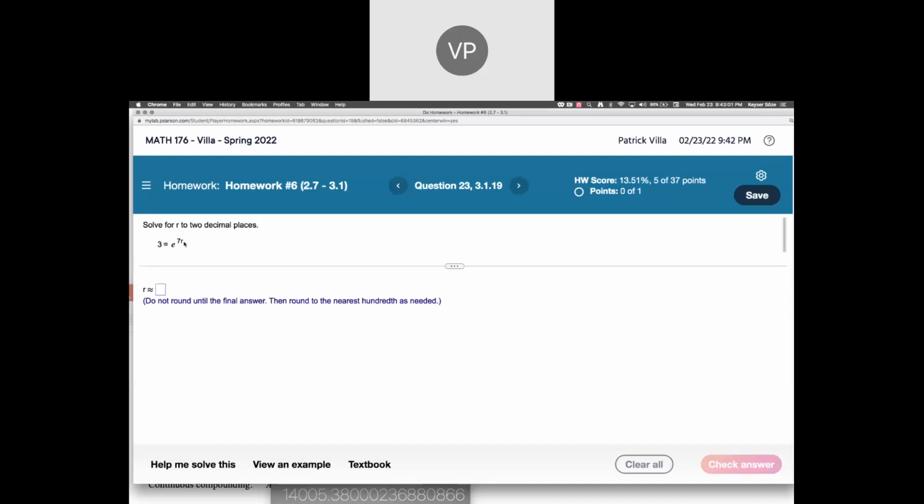Okay, now they want us to solve for r to 2 decimal places. So remember how this works. When they tell you to solve for r, but r is up in a power, we have to figure out what to do on that one. So 3 equals e to the 7r. The only way to get rid of that is I take a natural log of both sides. And that causes the e to cancel off, and I'm left with basically whatever the power was. Divide both sides by 7, and that's your r.